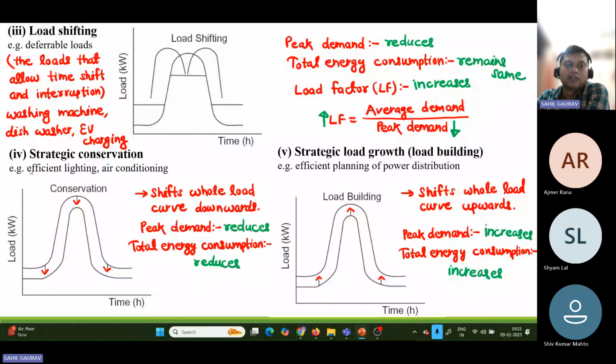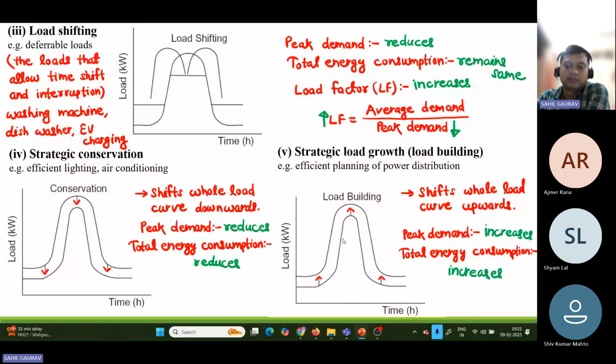And the fourth is strategic conservation. In that we are using loads efficiently, and this will shift the whole load curve downwards. And the fifth one is strategic load growth or load building, which shifts the whole load curve upwards, and by this you are increasing both peak demand and total energy consumption. So conservation and load growth are opposite to each other.